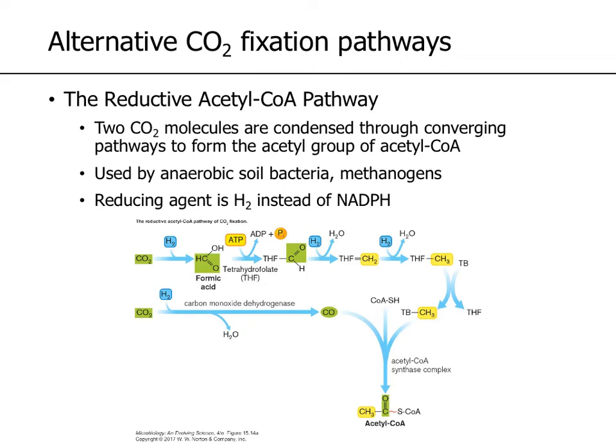So what it means by converging pathways is that the two CO2 molecules actually go through two different reactions. The first pathway goes through this formic acid intermediate. If you're tracking this carbon dioxide, the carbon is here. And then the second CO2 goes through a carbon monoxide intermediate. These two come together with the CoA to, in the end, give you acetyl-CoA.